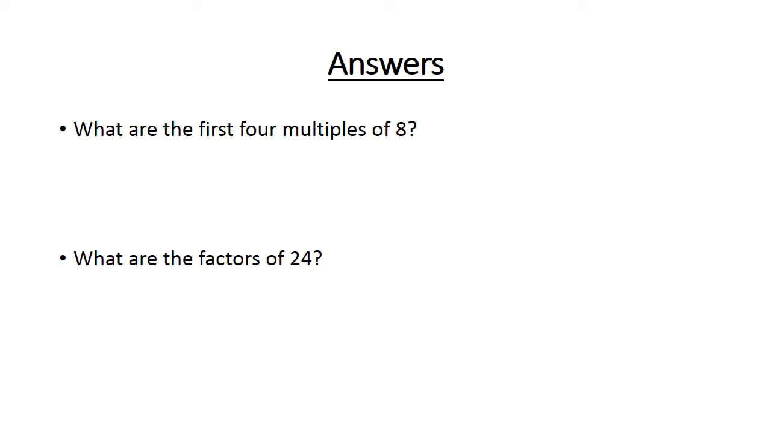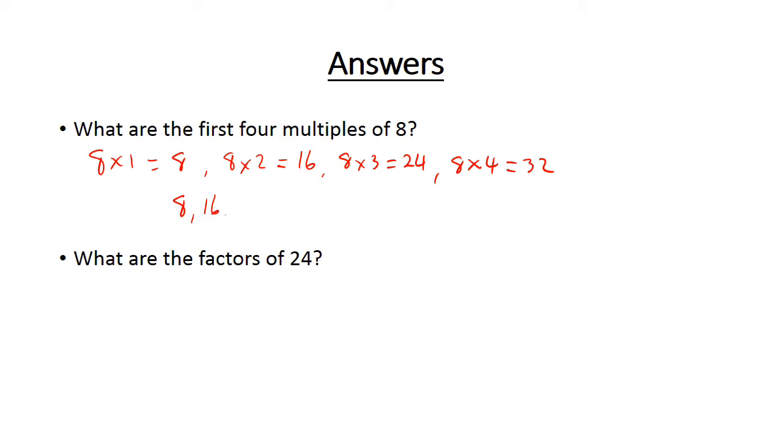The first question said, what are the first 4 multiples of 8? Well, we know that 8 times 1 gives us 8. 8 times 2 gives us 16. 8 times 3 gives us 24, and 8 times 4 gives us 32. So we can say the first 4 multiples of 8 are 8, 16, 24, and 32.